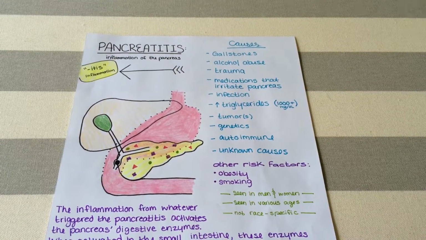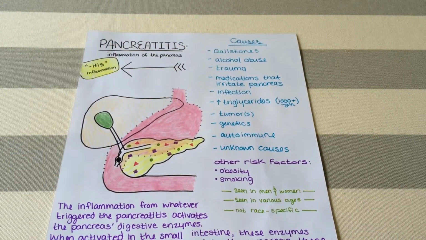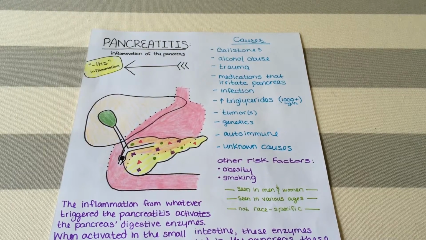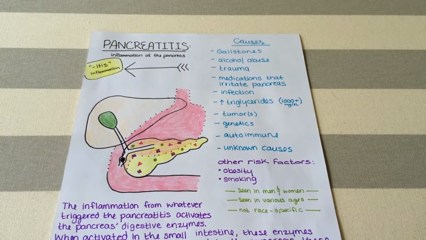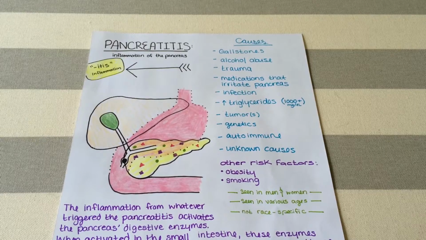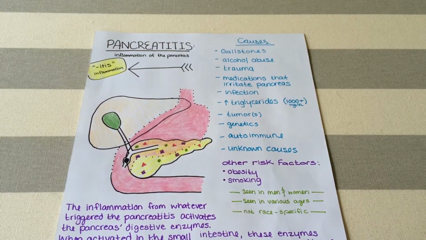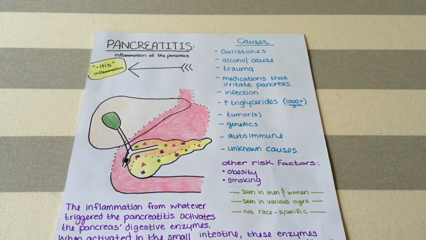The word itis literally translates to mean inflammation. So pancreatitis is inflammation of the pancreas. This can have many causes. The two primary causes are gallstones and alcohol abuse.